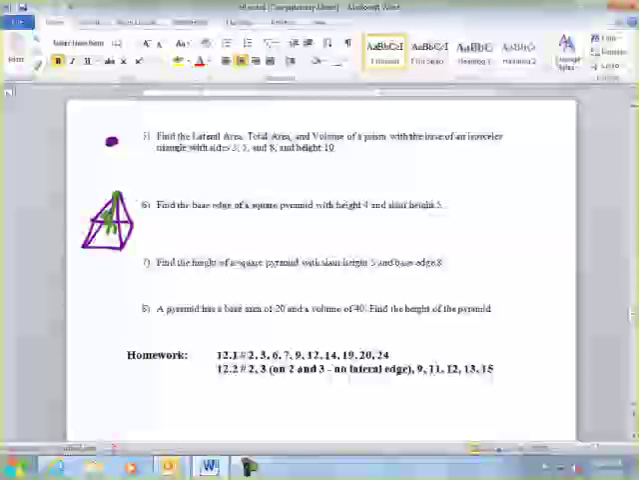Then we are told we have a slant height of 5. The slant height goes from the point at the top along the middle of one of the sides down to the bottom. Okay? It does not go along one of the corner edges. It goes right down the middle of one of those faces. And in this problem, we're told that that is 5.